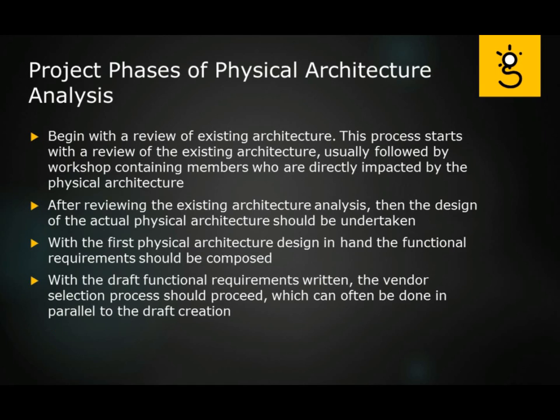So as we look at these project phases for your physical architecture analysis, as we said, it begins with a review of the existing architecture. Now, obviously, this process is starting with a view of this existing architecture, and it's usually followed by a workshop that would contain members who are going to be directly impacted by the physical architecture. After reviewing the existing architecture analysis, then you're going to start the design of the actual physical architecture, and that's at least the part that should start immediately afterwards.